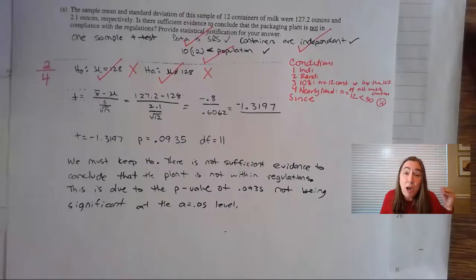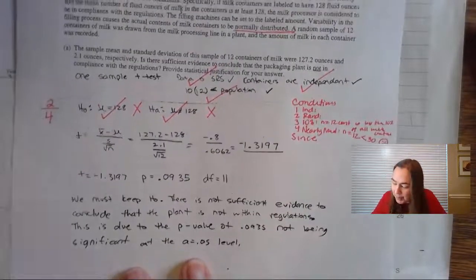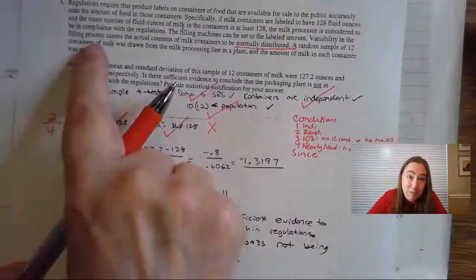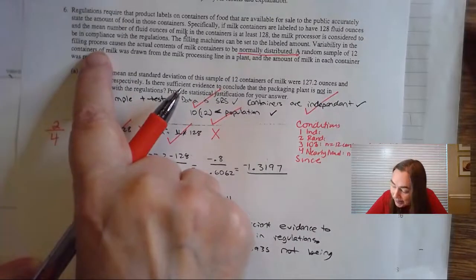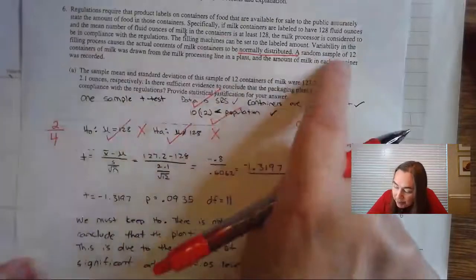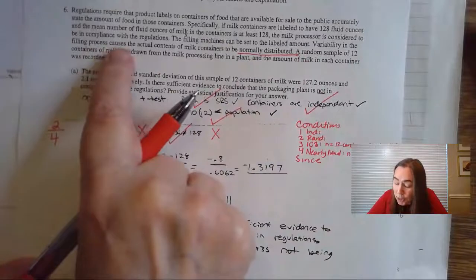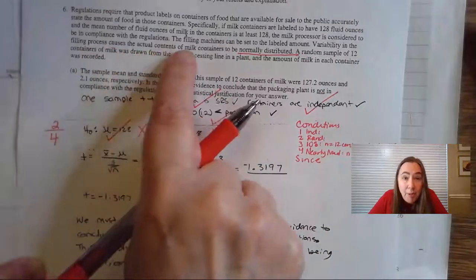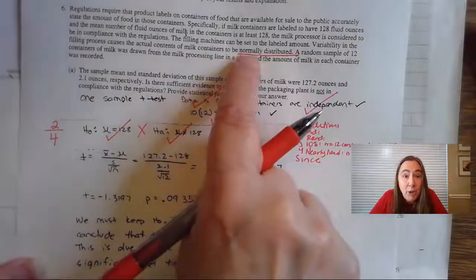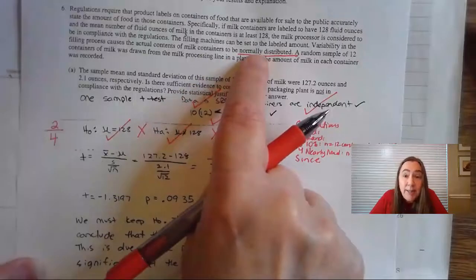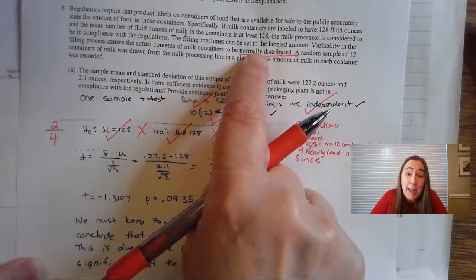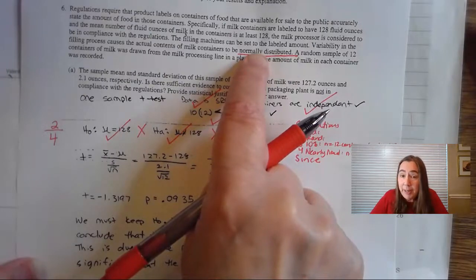So that means there's an obligation in the text to tell you about what the sample's distribution looks like. If you go back to the problem, it does tell you, I sort of broached that subject at the beginning. It says, variability in the filling process causes the actual contents of milk containers to be normally distributed. So in this case, we know the parent population is normal.